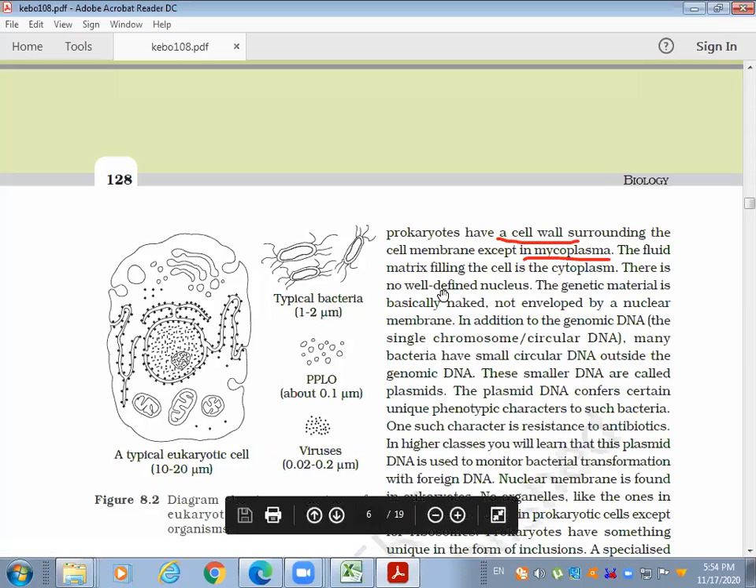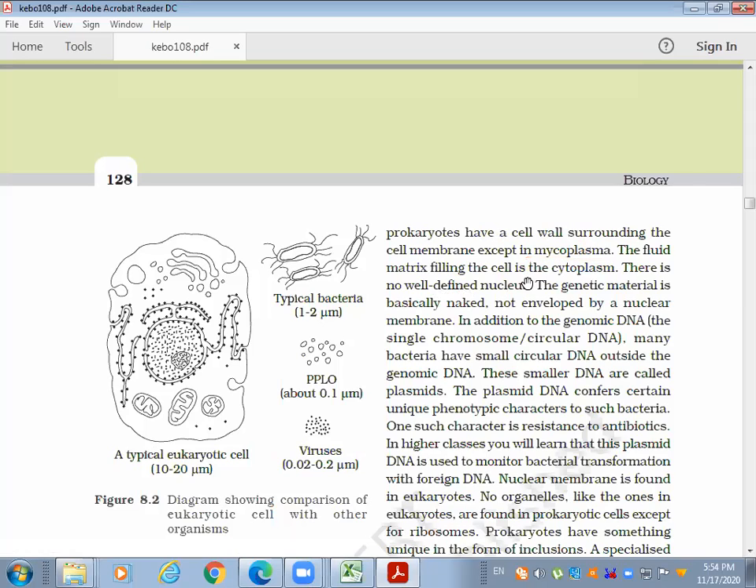The fluid matrix filling the cell is the cytoplasm. There is no well-defined nucleus. The genetic material is basically naked, not enveloped by a nuclear membrane.